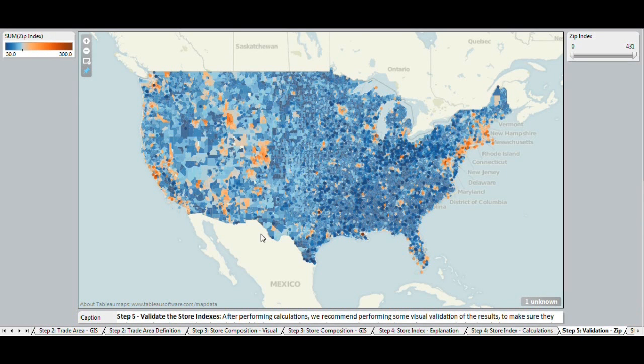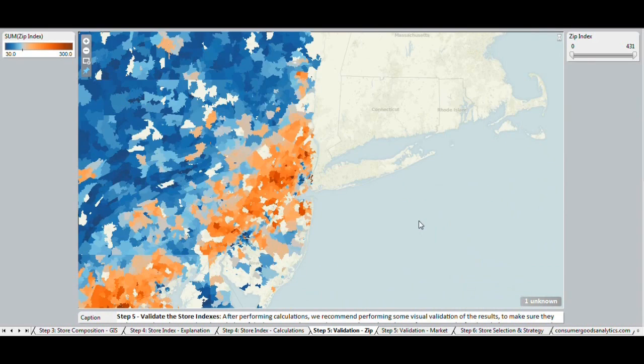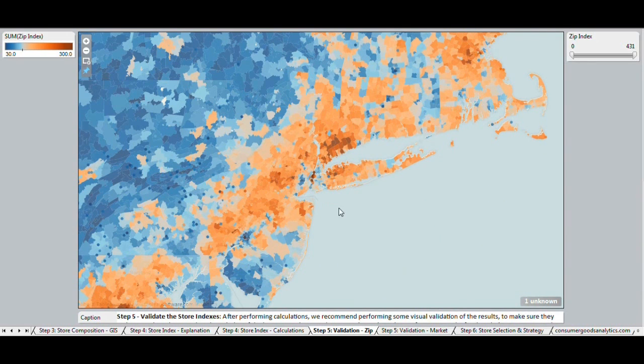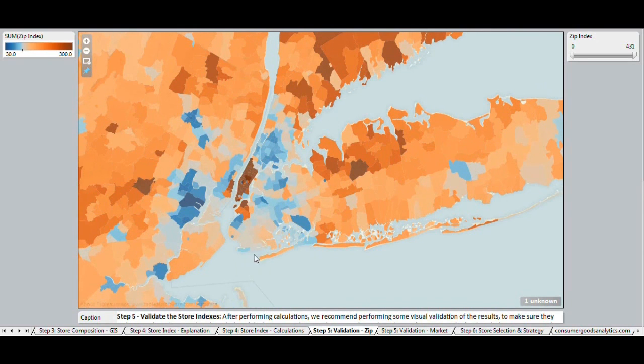So the next step is to do some validation based on what we know of the consumers and what we know of the area where we live. We can create a heat map of the whole US and see which are the areas that index high towards that product or low towards that product. So if we zoom into New York City, we can see that the best areas for launching this new product are going to be here in downtown Manhattan.